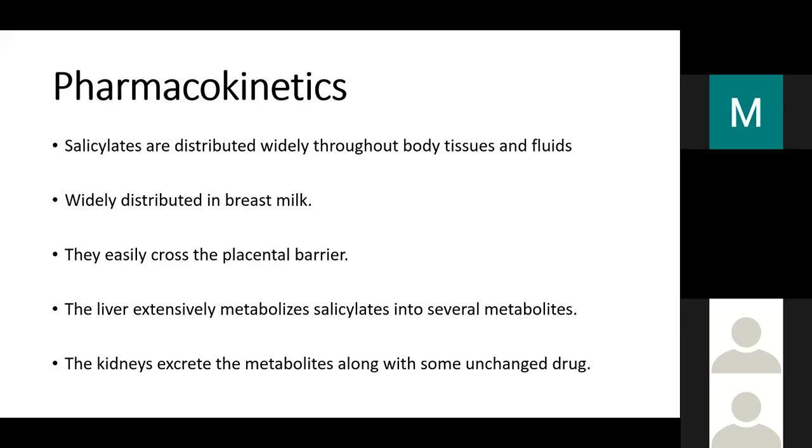Once you take them in, they are distributed widely throughout the body tissues and fluids, and they are widely distributed in breast milk. They easily cross the placental barrier. So the import of this is that if a lactating mother is taking aspirin, it's excreted in the breast milk, and the infant is also taking it whilst breastfeeding. Crossing the placental barrier means that it can have an effect on the unborn fetus. The liver metabolizes salicylates into several metabolites, and these metabolites are excreted by the kidneys.